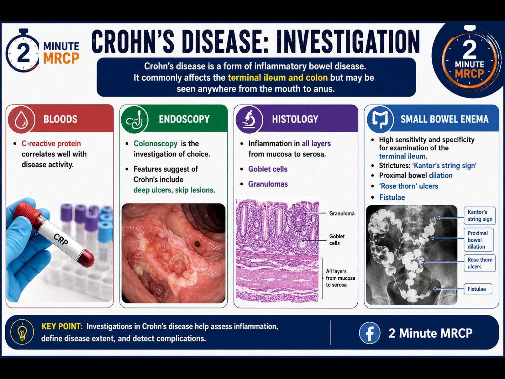Histology demonstrates inflammation throughout all layers of the bowel wall from mucosa to serosa and may reveal goblet cell, non-caseating granulomas. Small bowel enema is highly sensitive and specific for examination of the terminal ileum. It may show strictures producing Kantor's string sign, proximal bowel dilatation, rose-thorn ulcers, and fistulae.